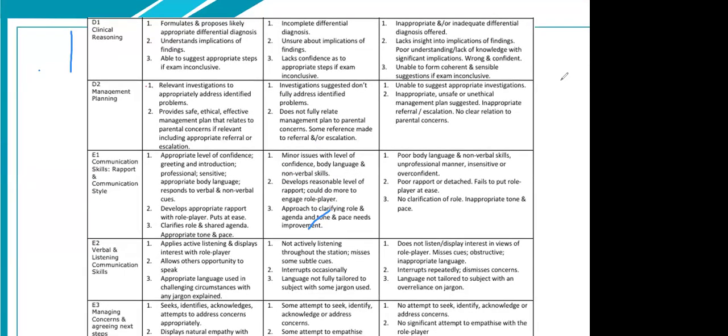After that, our next skill is management planning, because in each of your history and clinical examinations as well, you are needed to tell the management plan. So management plans include the relevant investigations that you want to do. And then this is very important: a safe, ethical, effective management plan. This does not just require that you tell the names of the medicines that are required. It means that you're a safe doctor.